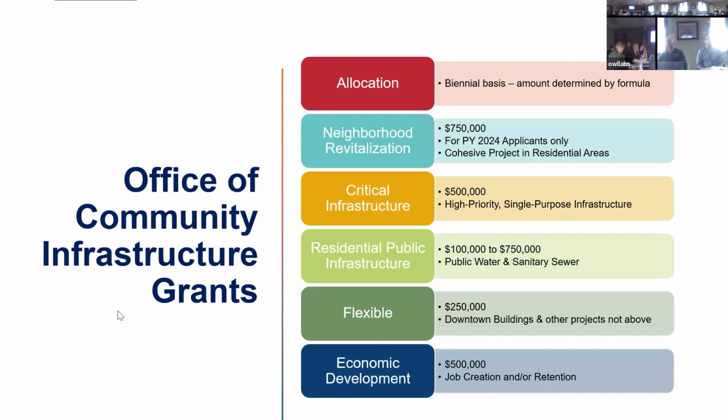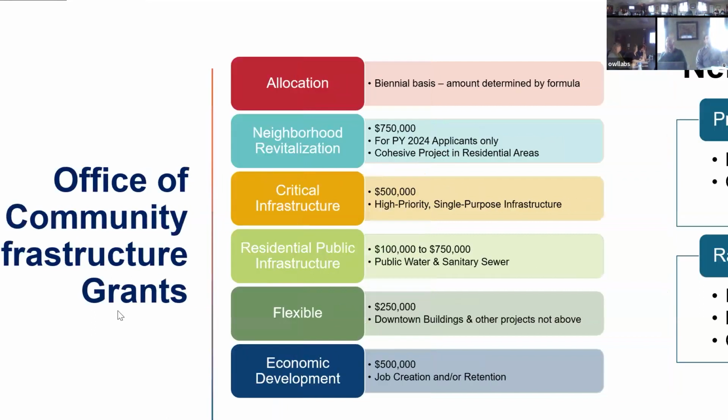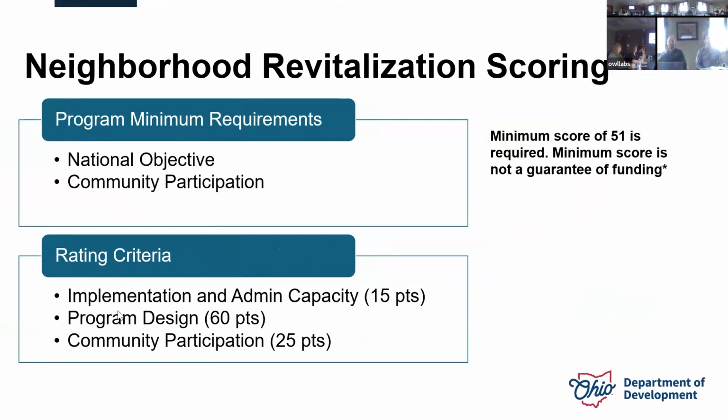All right, yeah, I think we can move on then. So now we wanted to get a little bit into the scoring and minimum requirements for the competitive programs, or applications due in June. So yeah, the neighborhood revitalization program and critical infrastructure.